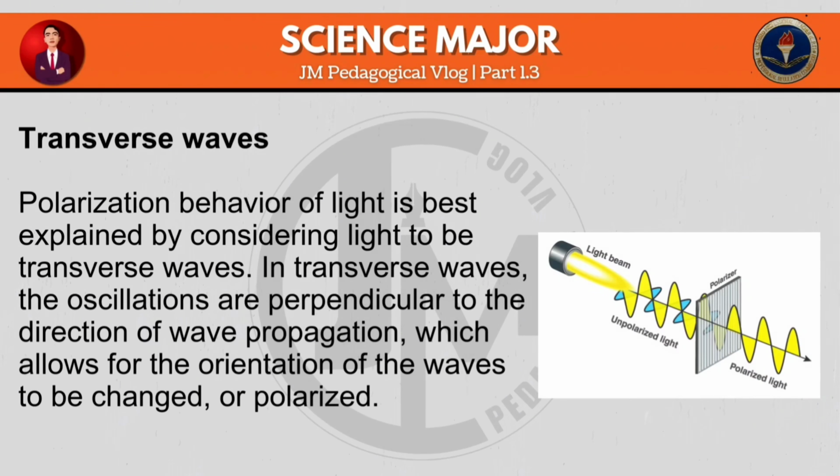Polarization behavior of light is best explained by considering light to be transverse waves. In transverse waves, the oscillations are perpendicular to the direction of wave propagation, which allows for the orientation of the waves to be changed or polarized.